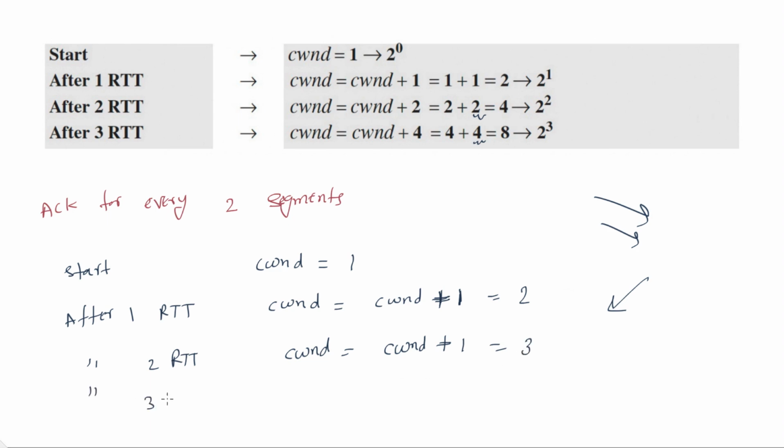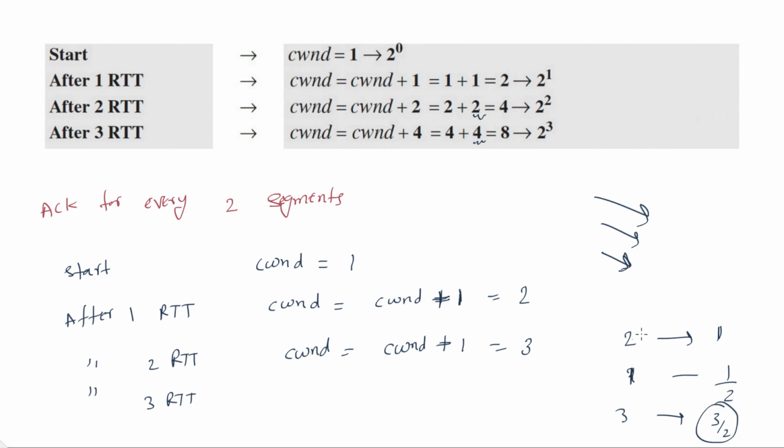Now what about after 3 RTTs? If the congestion window is 3, which means I am sending 3 segments, then how many ACKs will I be receiving? For 2 I will be receiving 1. For the third I will not be receiving one, so I will be receiving only after the fourth, only after the second segment. So on average, for every 2 segments I am receiving 1 ACK. So for one segment I will be receiving 1 by 2, and for 3 segments I will be receiving 3 by 2 ACKs.